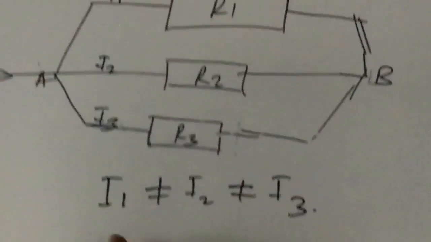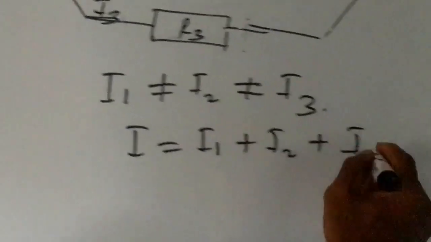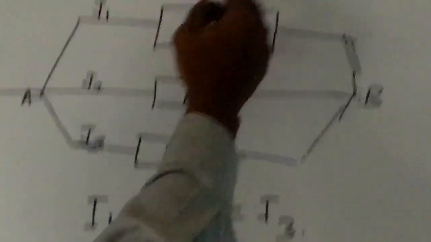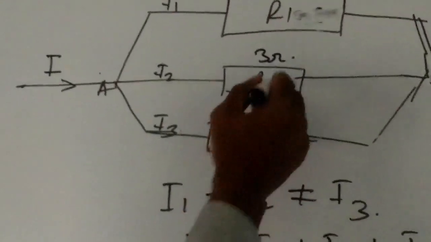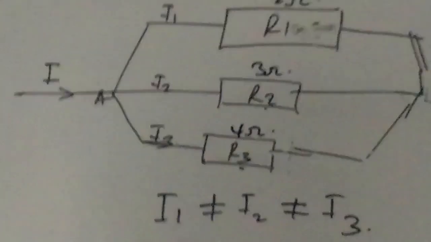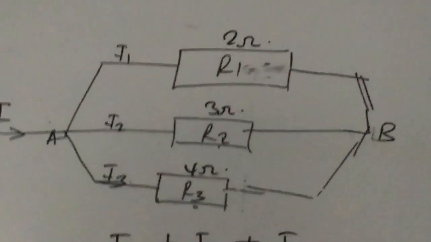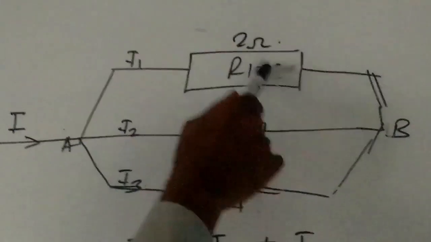But the current I will be equal to I1 plus I2 plus I3. So when you have resistors connected in parallel, they will take different amounts of current. Assuming that R1 is 2 ohms, R2 is 3 ohms, and R3 is 4 ohms, which of them will take the least amount of current? The one that will take the least amount of current is R3 because it has the highest resistance, while the one that will take the highest amount of current will be R1 because it has the lowest resistance.